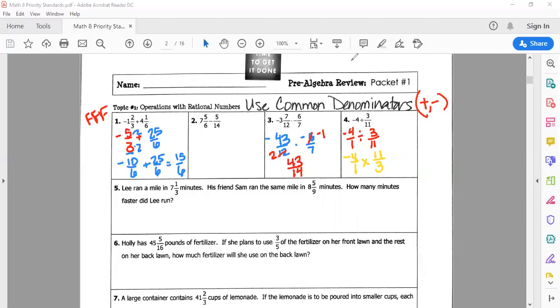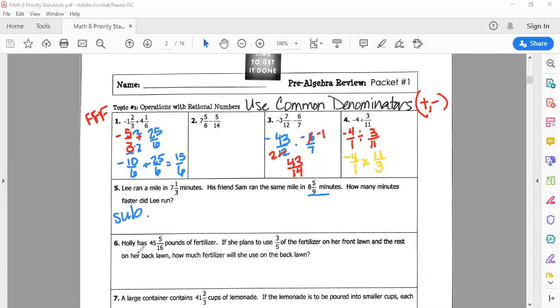All right, let's just talk about then the next couple of problems, what to do here, because you would have these as your examples on how to work with fractions. So let's talk about what the operation would be for number 5. So Lee ran a mile in 7 1/3 minutes. His friend Sam ran the same mile in this many minutes, 8 5/9. How many minutes faster, okay? In other words, how much more than or how much less than. So this is a subtraction problem. So you would do 8 5/9 minus 7 1/3.